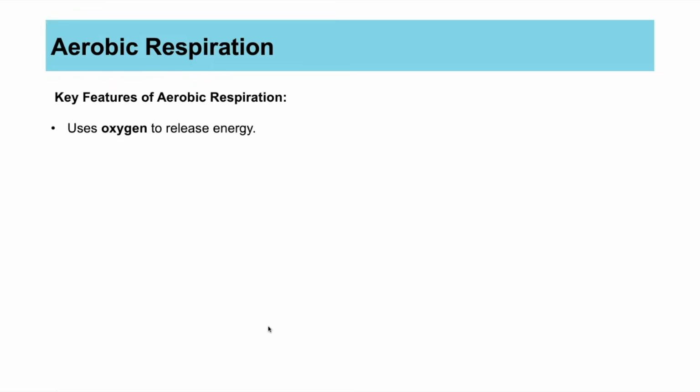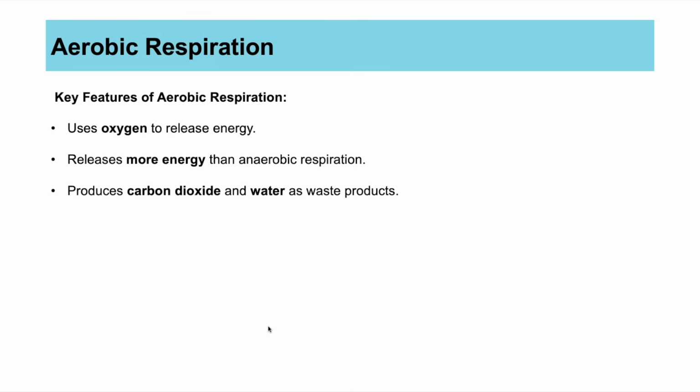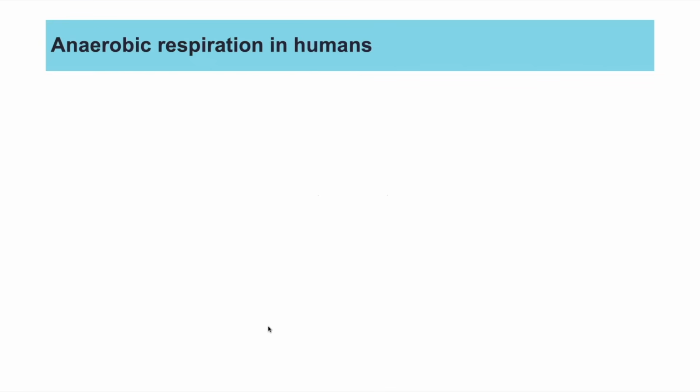So key features of aerobic respiration. We've said it's the type of respiration that releases energy using oxygen. It releases more energy. It produces carbon dioxide and water as waste products. And it occurs in the mitochondria of the cells. So that's specifically where aerobic respiration happens.